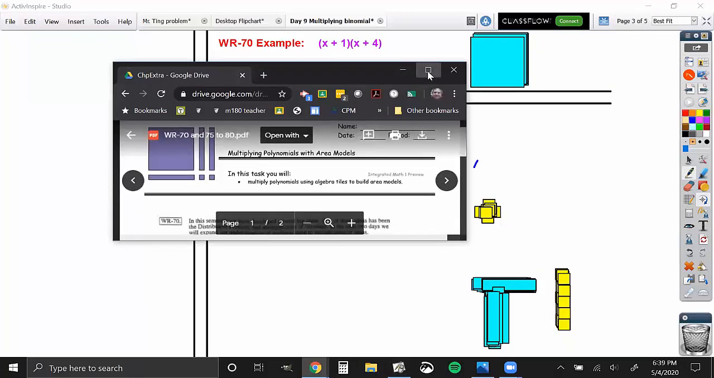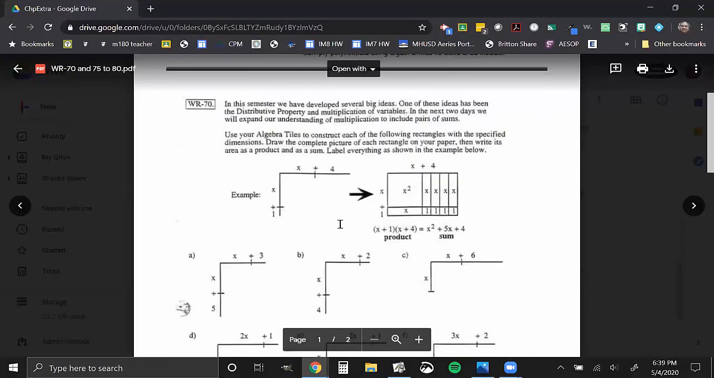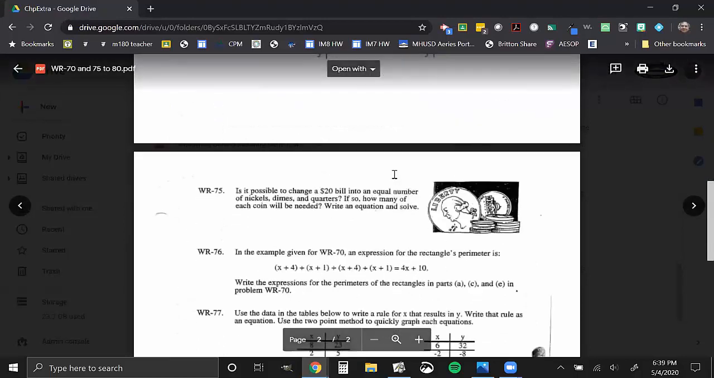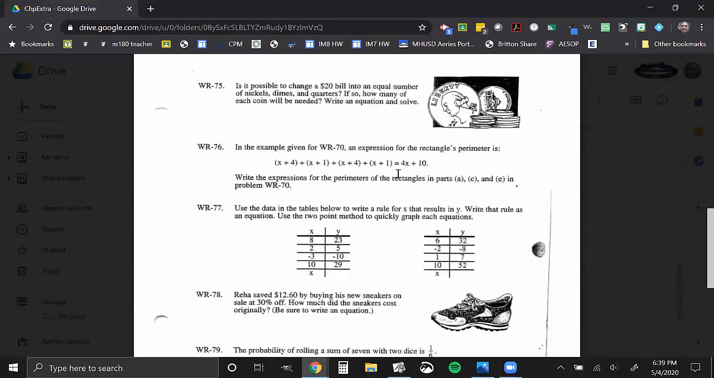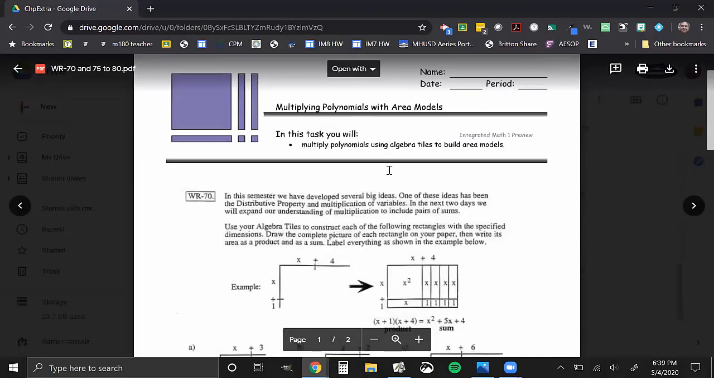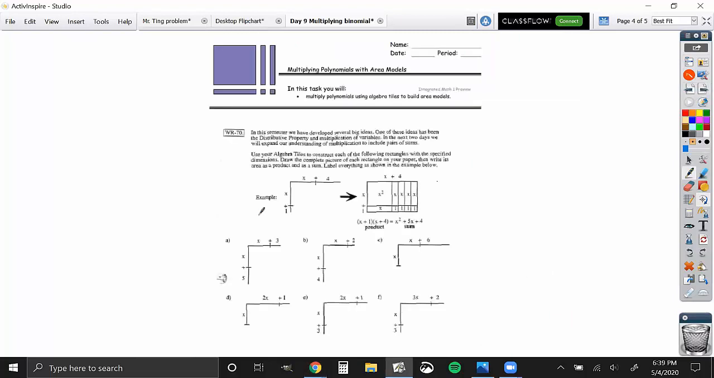There's the resource page that looks like this, and it has WR70 where they are making composite rectangles, and it has the homework problems 75 through 80. The WR stood for an old chapter in CPM that we really still like to use, that Mrs. Fink and I really like, or our other teacher. Now, I'm going to go ahead and move over here just for a second.